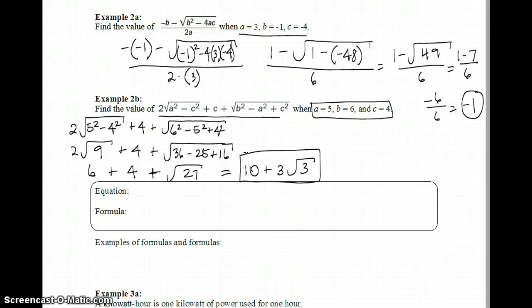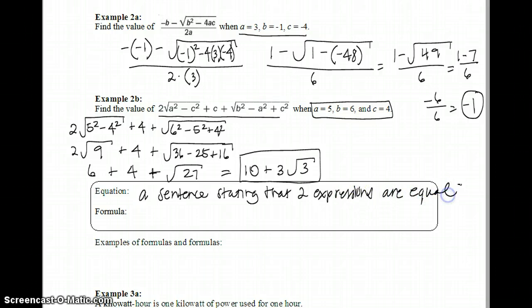Okay, next we're going to talk about an equation and a formula. An equation is a sentence stating that two expressions are equal. So if that's an equation, then a formula is just an equation stating that a single variable is equal to an expression with one or more different variables on the other side.